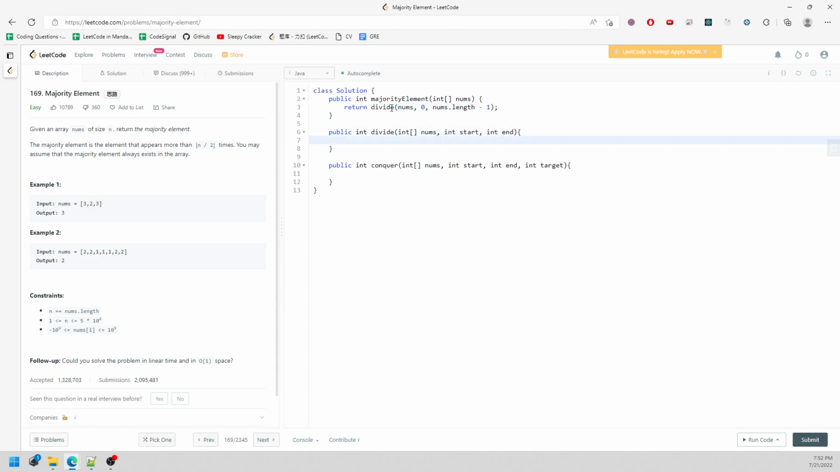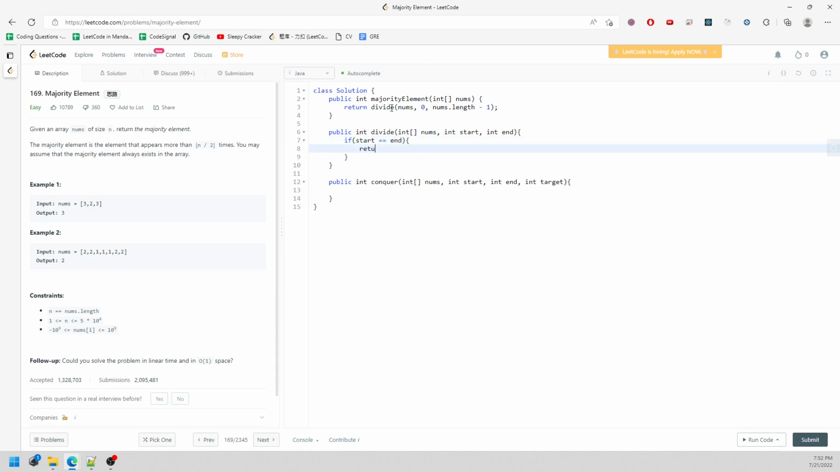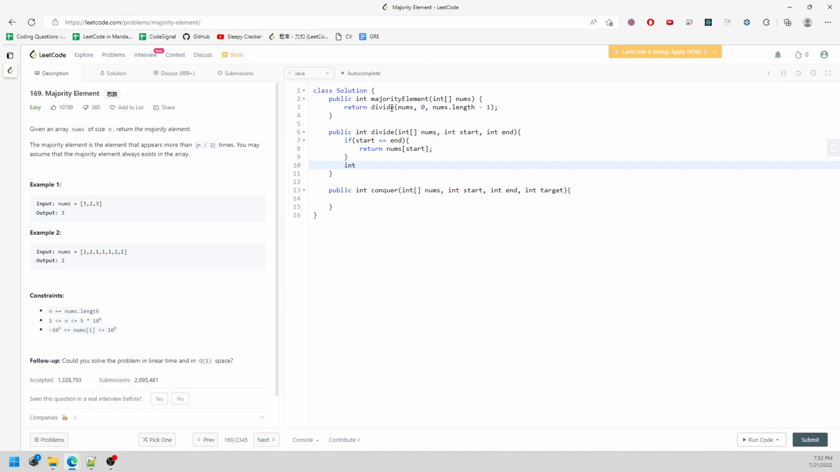Nums of n -1. So if the start is equal to n, so this is the index, I can return either one of these. So I can say nums start. Alright, now I need to divide. So for divide, I'm going to say left part is equal to divide nums start.